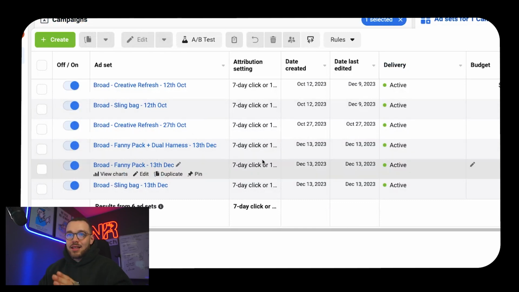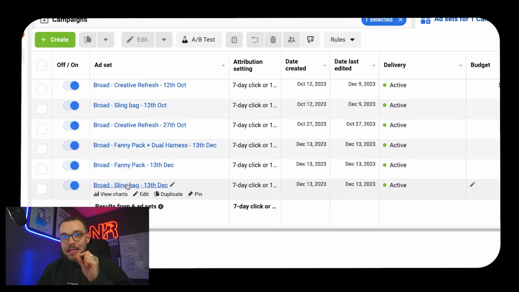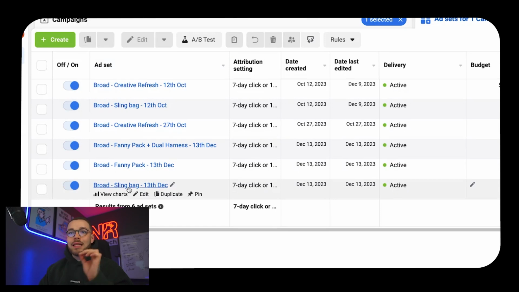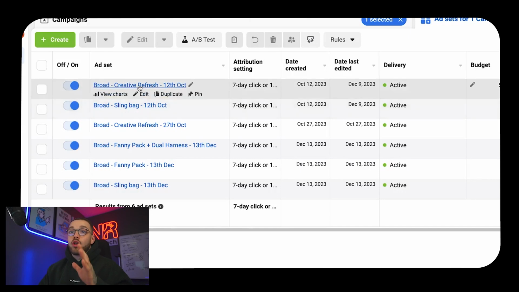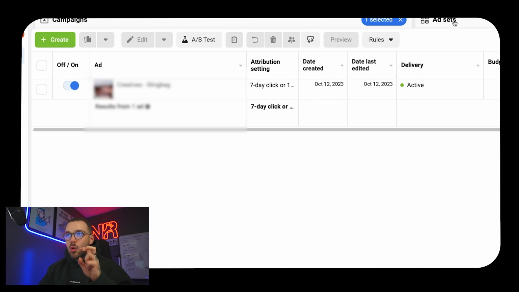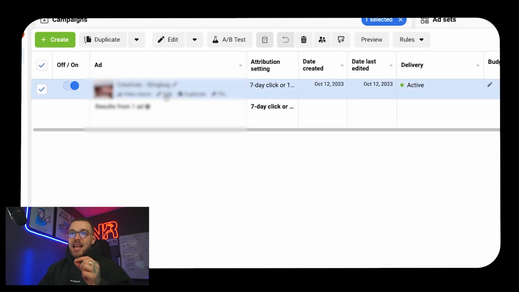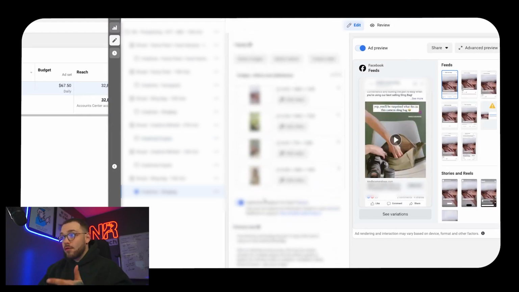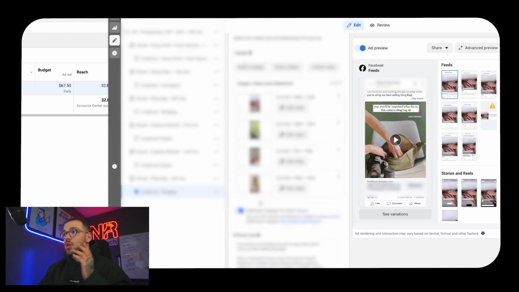And so this is going to be the exact same thing, an ABO campaign, but the difference here is we're doing more so product and creative testing. You'll notice all of these ad sets are completely broad, but we're testing sling bag creatives, fanny pack and dual harness creatives, a complete creative refresh, sling bag creatives. And again, if you look within each ad set, we're running only one ad, quote unquote, but these are dynamic creative ads. And so if I go to the edit here, you'll be able to see there's four videos and a few pieces of different ad copy within this creative.